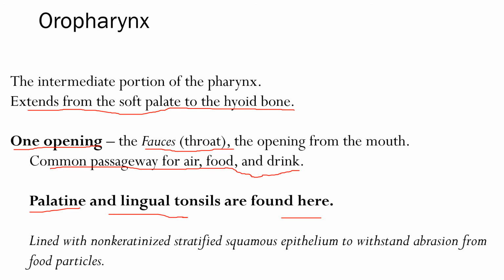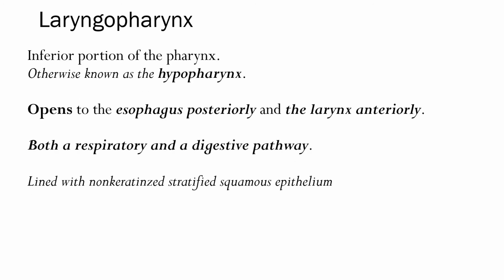Okay. In this area now, the epithelium changes because now you're going to be having food come in. So you have this non-keratinized, stratified squamous epithelium to withstand abrasion from food particles. Otherwise, you'd bleed every time you ate, if it was just a single layer, right?